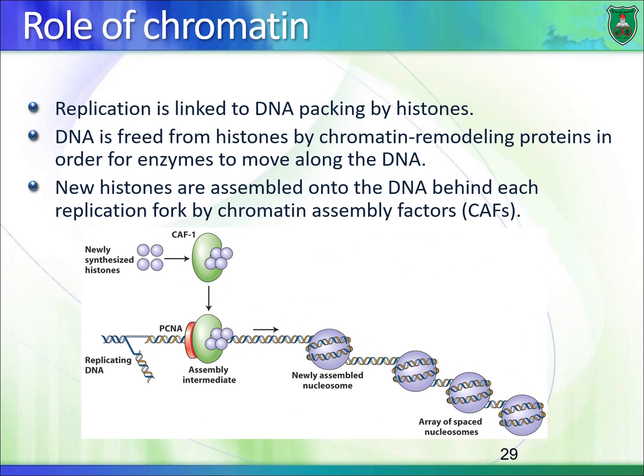Now the thing with eukaryotic DNA is that we have a problem with chromatin. DNA polymerase cannot synthesize DNA until DNA is free of histones. These histones are removed by proteins known as chromatin remodeling proteins, so that DNA polymerase can continue with the DNA synthesis. Now the same old histones as well as new histones can be used to refold DNA in behind the DNA polymerases, and this is done by chromatin assembly factors.